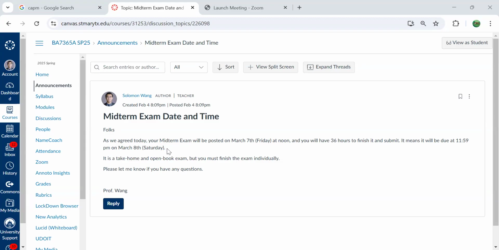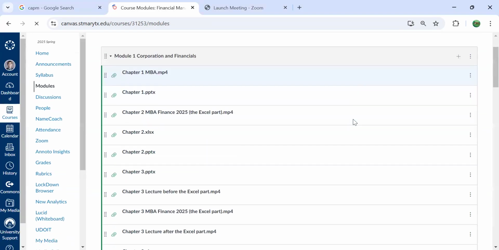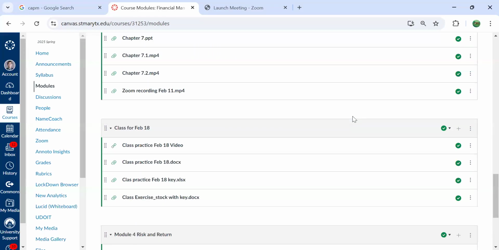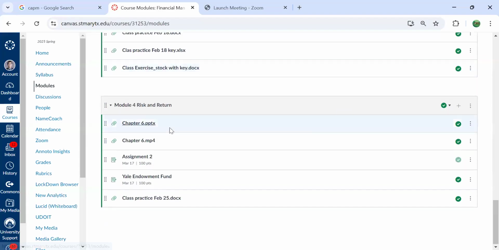Okay, so the exam is a 36 hours exam. I don't care which time window you use. You have the entire 36 hours to finish it. And if you go to the modules, all the contents for the midterm exam are posted here. Today we are finishing the last module, risk and return.